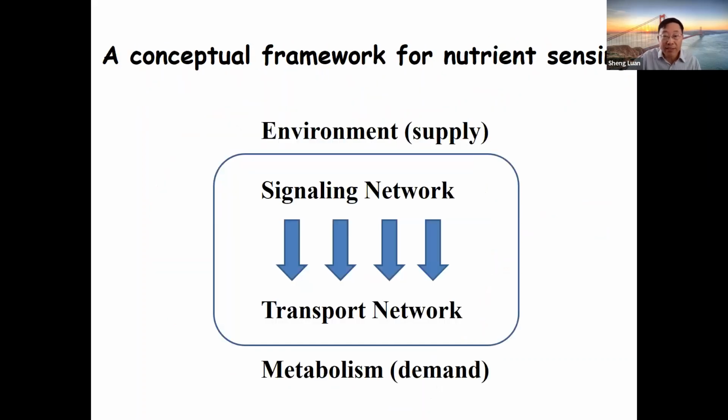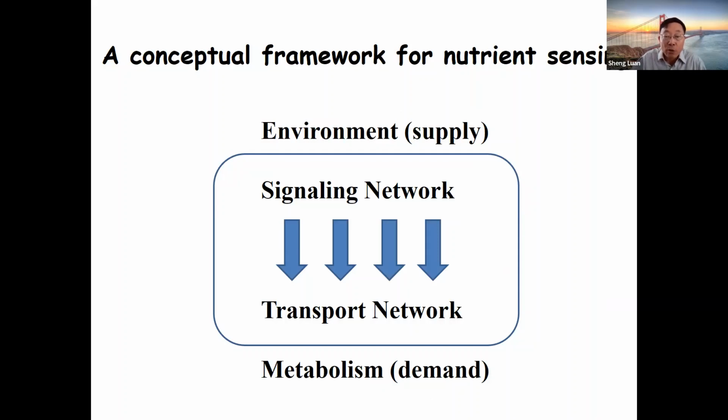Okay, if we summarize that into a conceptual framework, nutrient sensing and homeostasis are really controlled by the integration of two networks. Okay, the signaling network channels those supply and demand signals to regulate the activity of this transport network. I say it's a transport network because this network consists of literally thousands of different transporters in plants, right?